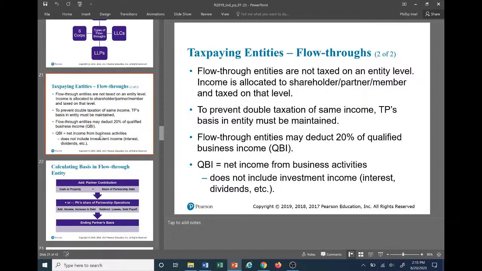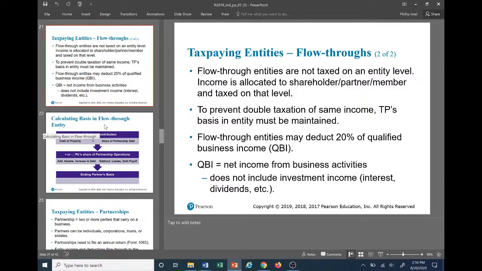Flow-through entities may deduct 20% of qualified business income. So what does qualified business income mean? It is net income from business activities, but it does not include investment income, which is interest and dividends and stuff of that sort. So qualified business income, the flow-throughs can deduct 20% of the qualified business income. Remember, that is just strictly the net income from business activities, aside from the peripheral gains and losses from investments and dividends and stuff of that sort.